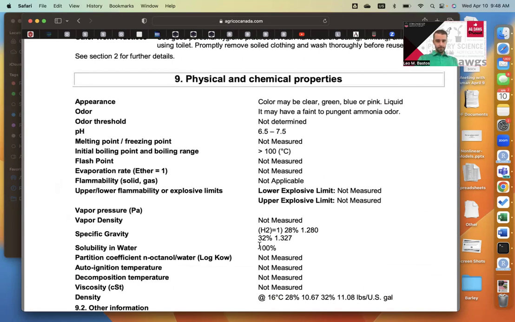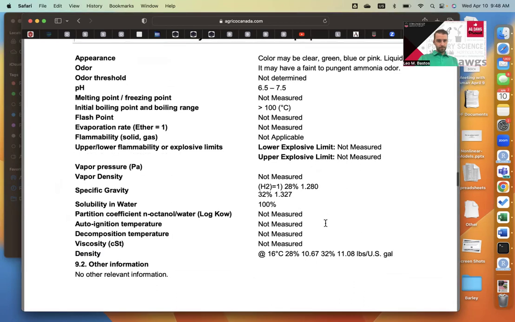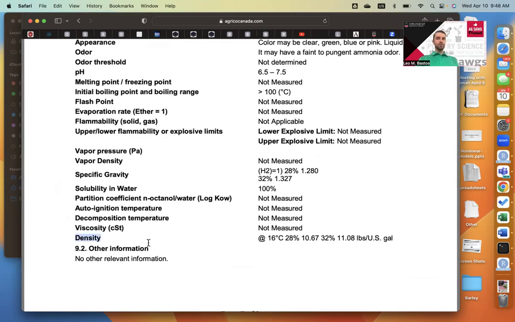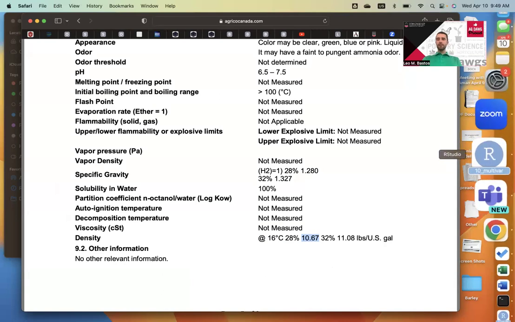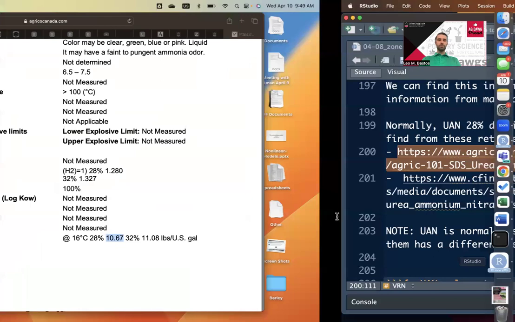All right, density. So that's what we're looking for. At 16 degrees Celsius, 28% UAN has a density of 10.67, and in this case it is pounds per gallon, right? So this is where I would get this information. This is how we would look for that if you have this application in a different setup. So that number, 10.67, is what we were looking for.